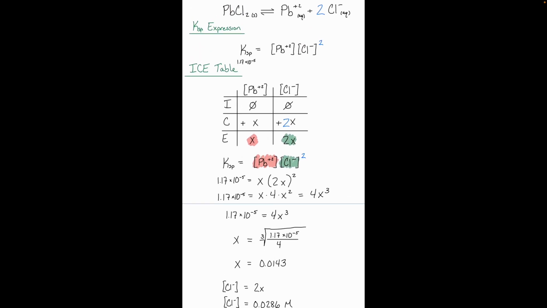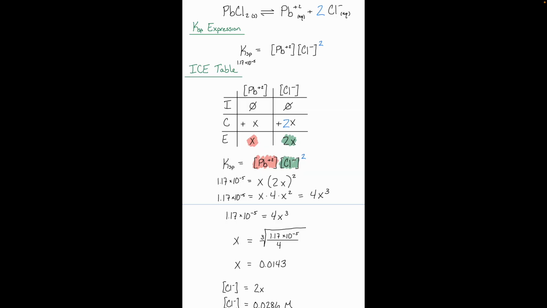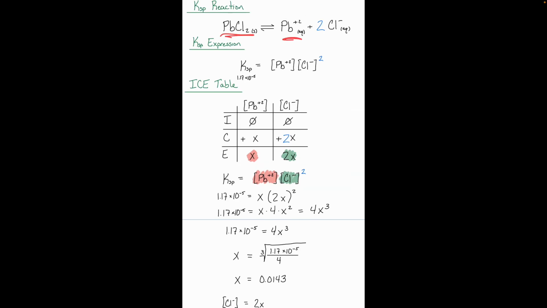Okay, so we got our KSP reaction. We're going to take this solid, break it up into cation and anion. We're going to make our equilibrium expression, right? And we're going to remember that our coefficients become exponents in our equilibrium expression. We're going to set up our ICE table. Our ICE table is going to be independent of the amount of solid that we start with. Doesn't matter how much. So we just got our products here. We got no products to start out with.